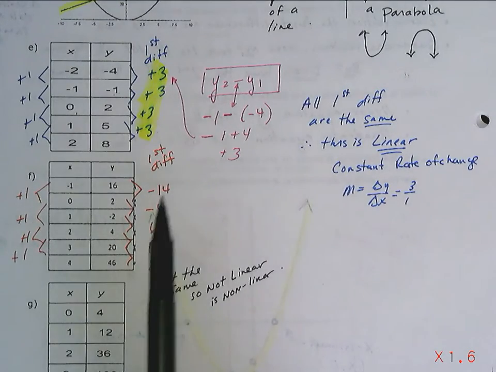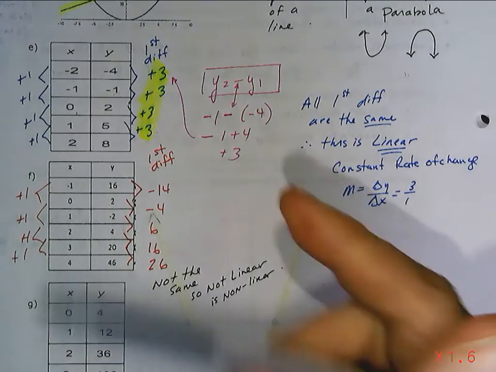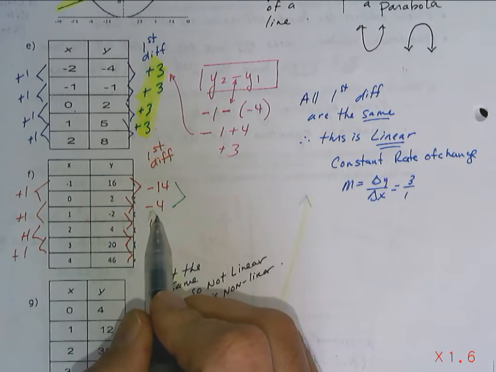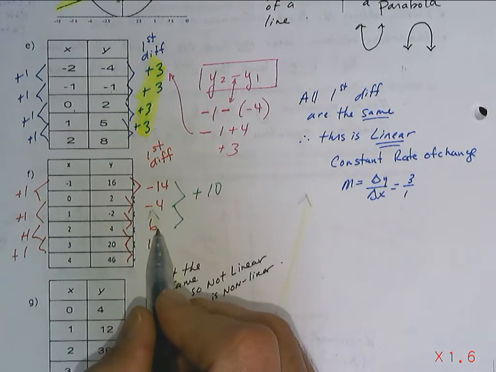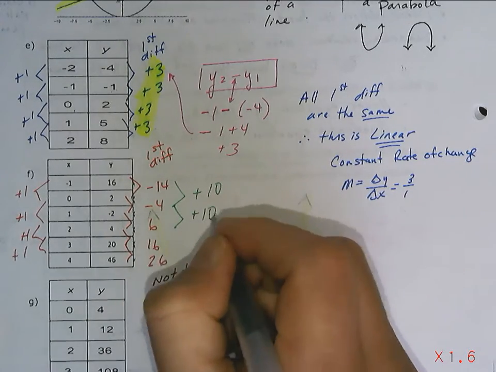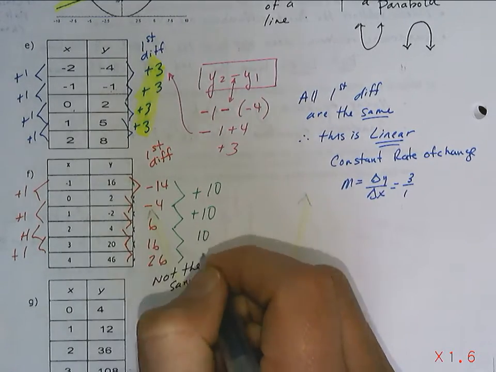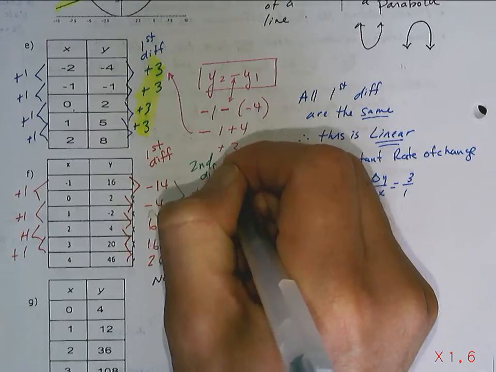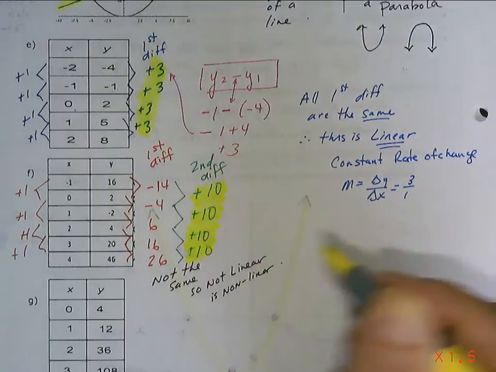So what we do now is we look at our second finite differences. We do the same thing, just with our first difference values. So the question is, what did it take to go from -14 to -4? It took +10. And what does it take to go from -4 to +6? 10. What does it take to go from 6 to 16? 10. And from 16 to 26? 10. These are what we call the second differences. And lo and behold, they are all the same.